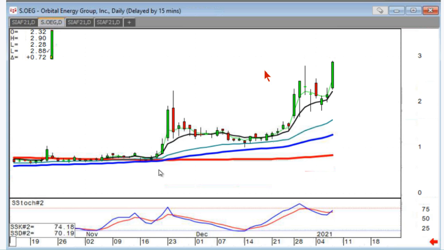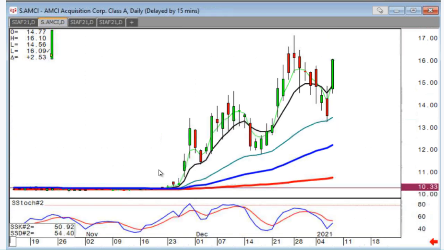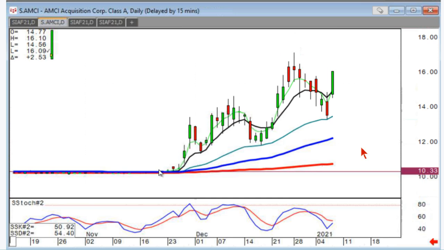OEG. And the reason I'm showing these patterns is right now with this market, the investor sentiment building up, you definitely want to make hay while the sun shines.